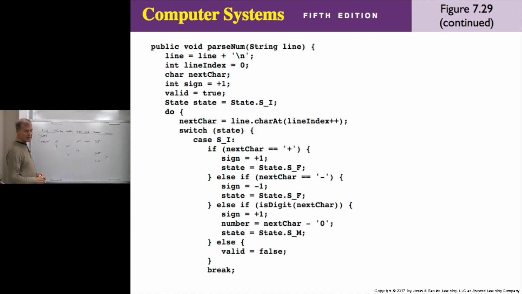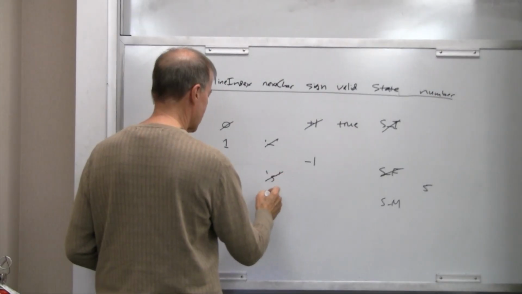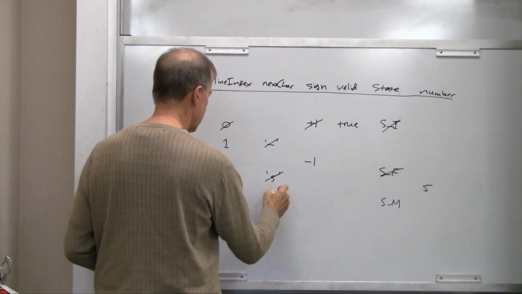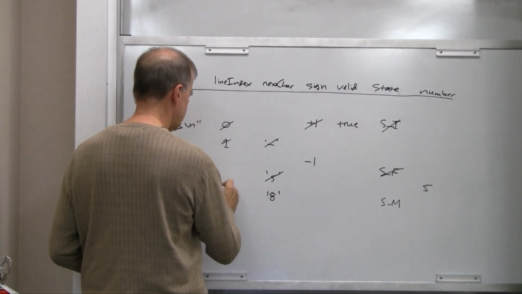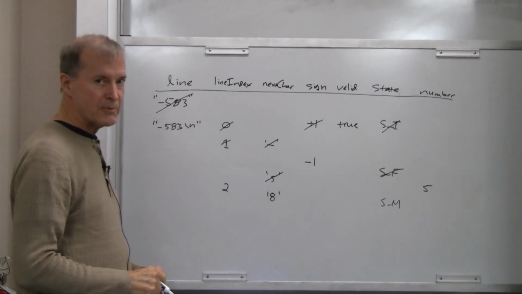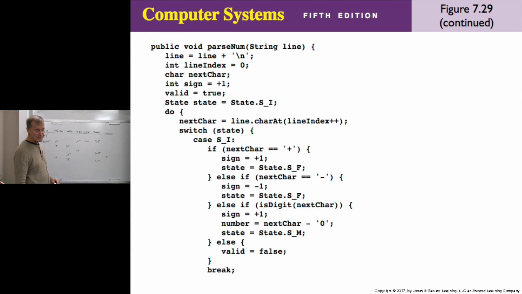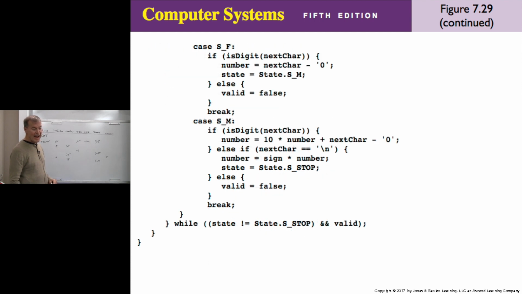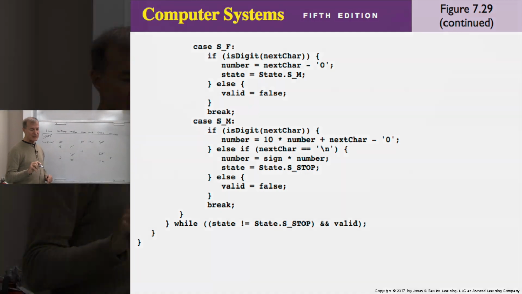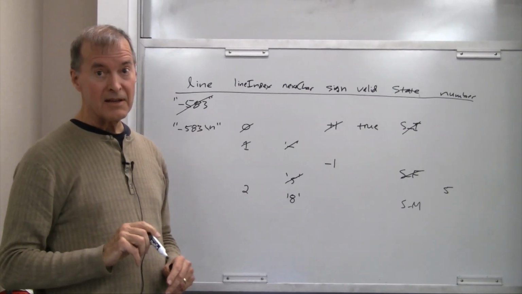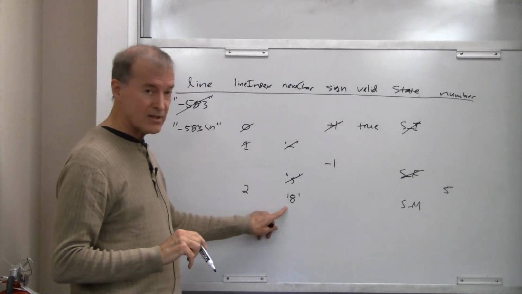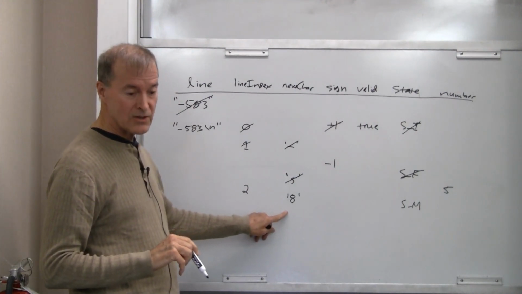Next char gets line dot char at what? Line index plus plus. So now what happens? This gets 8. And this gets 2. Are we good? It is 2. Switch state. What state are we in? SM. Now look at the code for SM. Watch this. Case SM. If is digit next char? Yes, because it is the character 8. So that's true.